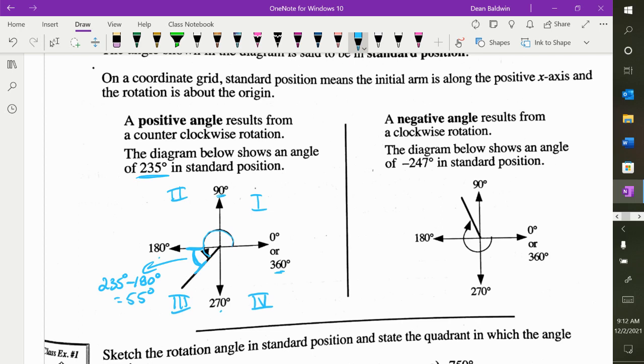We do a lot of this kind of stuff in this. Is this on the test? This is the whole test. Just adding and subtracting angles.